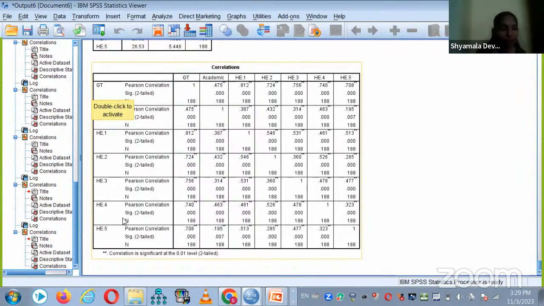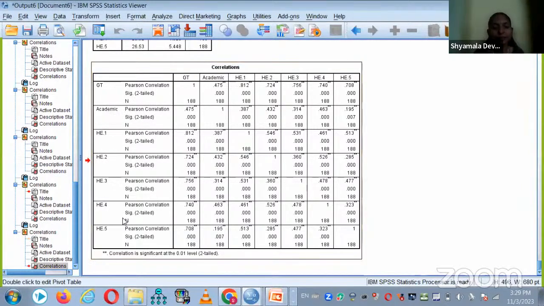Now tell me, among the 5 dimensions, which dimension is more correlated with academic achievement? Can you type in the chat box?